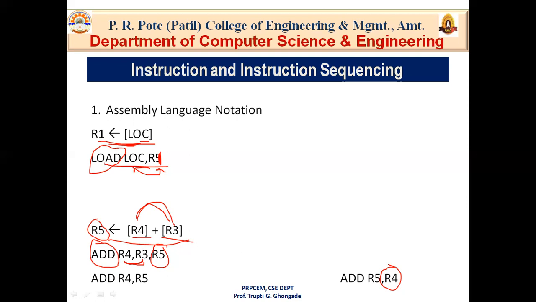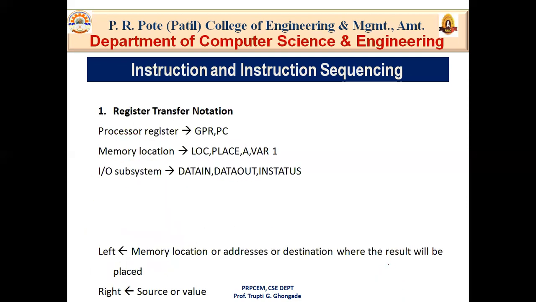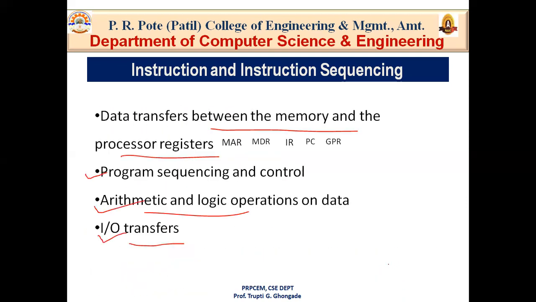Now, in today's lecture, this is all about instruction and instruction sequencing. We have seen what instruction and instruction sequencing are. Basically, we have to follow 4 phases. First, data transfer between memory and processor registers by using MAR, MDR, IR, PC and GPR. The second function is done by the control unit, that is program sequencing and control. The next one is done by the arithmetic and logical unit, and the last one is the IO transfer, which is done by the input and output unit.